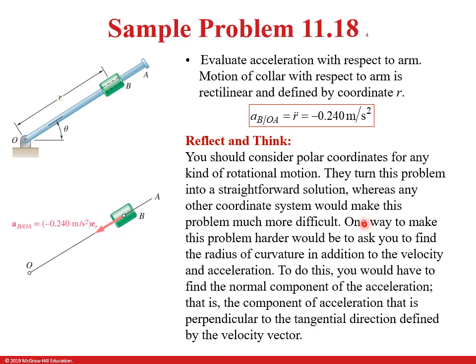So let me read that again. One way to make this problem harder would be to ask you to find the radius of curvature in addition to the velocity and acceleration. So if you found the radius of curvature of this, then you would be able to utilize the normal and tangential components to solve this problem. But that would in fact make it harder, because it's a difficult calculation to calculate the radius of curvature. But if you did find the instantaneous radius of curvature, maybe it would be simpler than using this method.